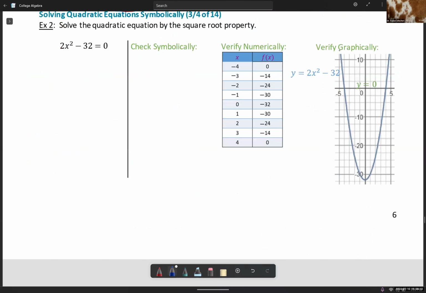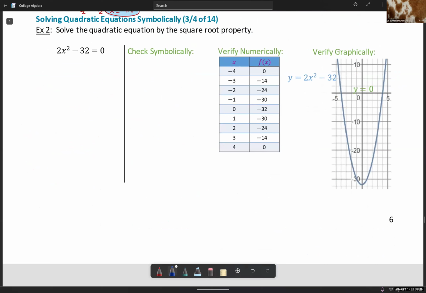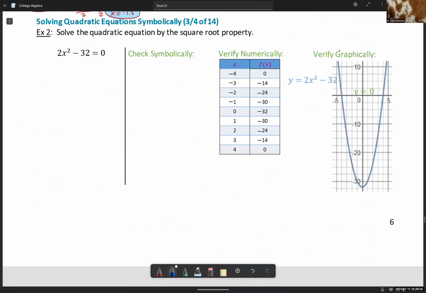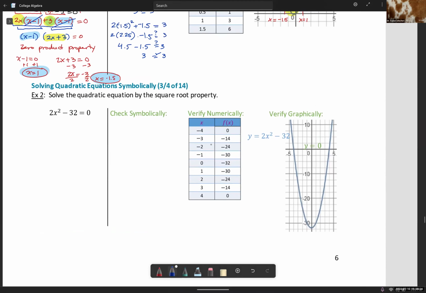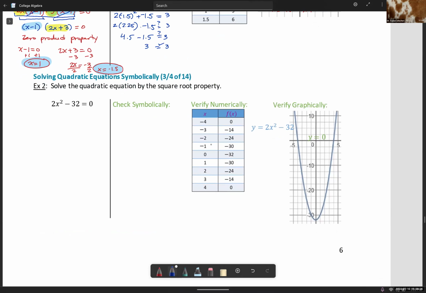All right, now I'm about to solve using the square root property, and then I'm going to check symbolically, and then we're going to look at how you can look at these graphically. Okay. Square root property. Remember, you only use the square root property when the bx term doesn't exist. In this case, we have no bx term, so perfect. Let's use the square root property. It's super simple when the bx term doesn't exist.